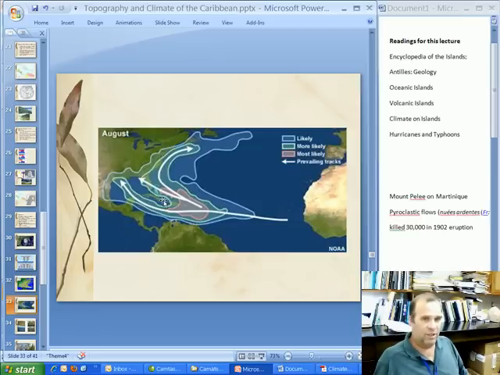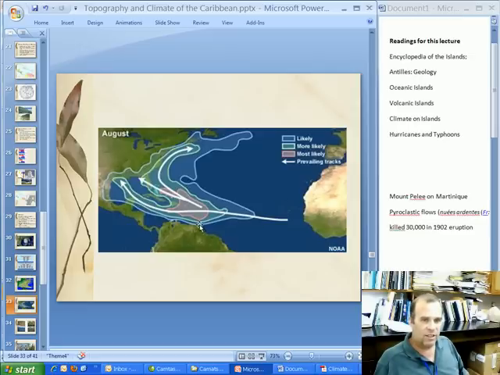Interestingly, Cuba seems to be in a little bit of a bubble there all by itself. It's probably because the hurricanes tend to come from the east and they're blocked by the island of Hispaniola. So if they hit Hispaniola, they tend to either divert around or they just lose power, so you don't get hurricanes moving over Cuba somewhat. That doesn't mean that Cuba doesn't get hurricanes. It does quite a lot, however.